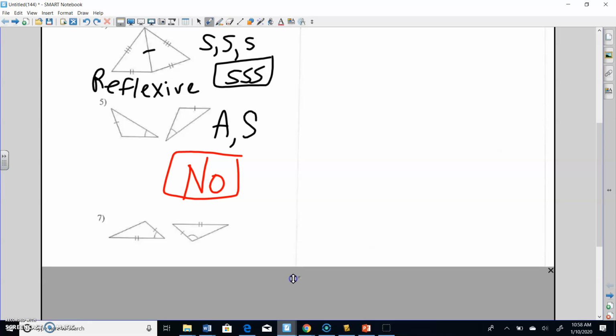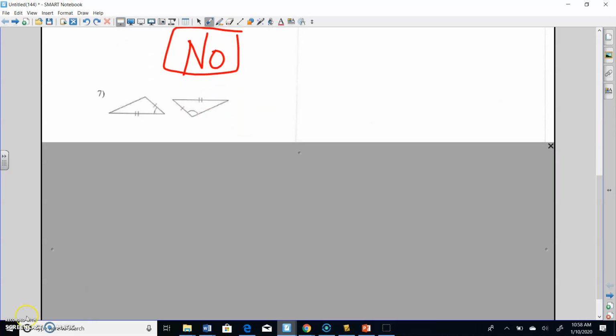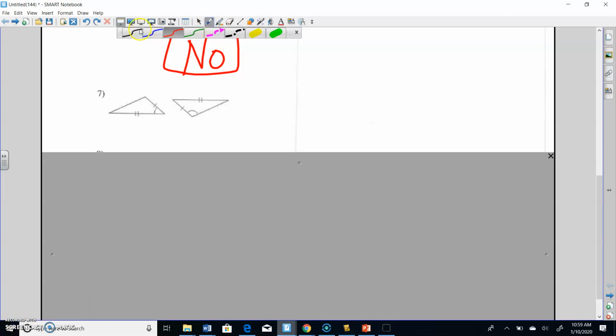And here's number 7. What do we know for sure? We have two pairs of congruent sides and one pair of congruent angles. Okay, so in our postulates or theorems, where we have two sides and an angle, we have side, angle, side. That is a legitimate postulate, right? And we have side, side, angle, which is not a postulate. That's telling us no, they are not congruent.